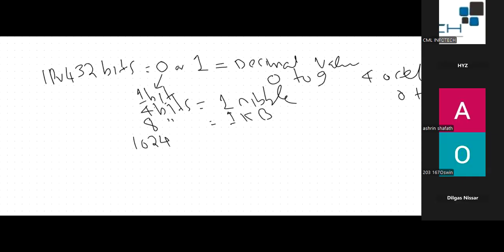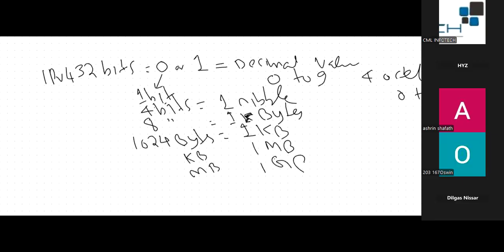Sorry, this is 1 byte. Then further, 1024 bytes is called 1 KB, kilobyte. Then 1024 KB is called 1 MB. Then 1024 MB is equal to, what is next? One GB.